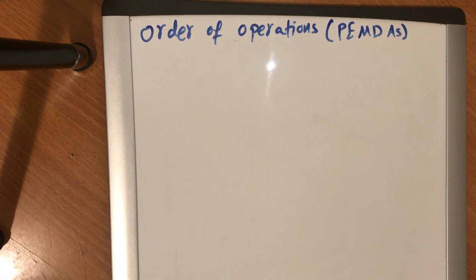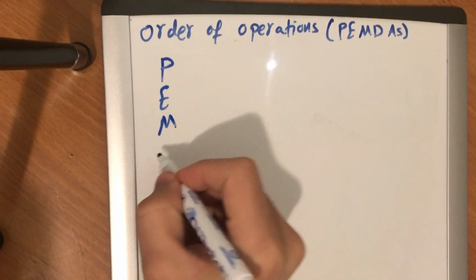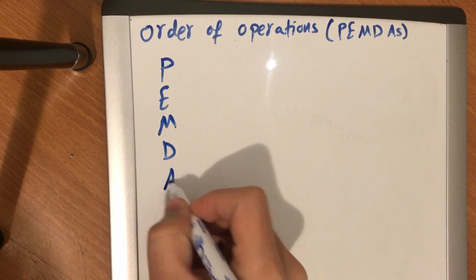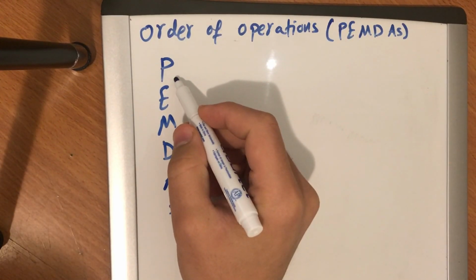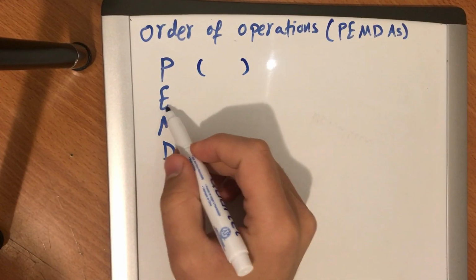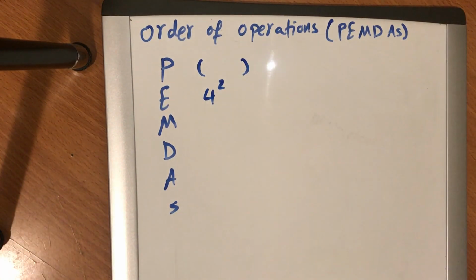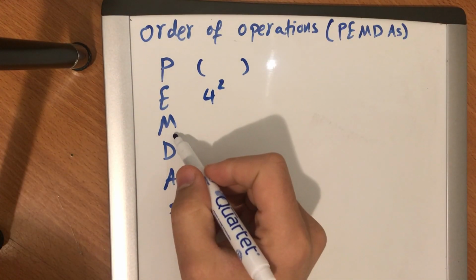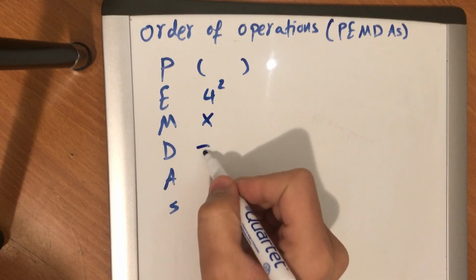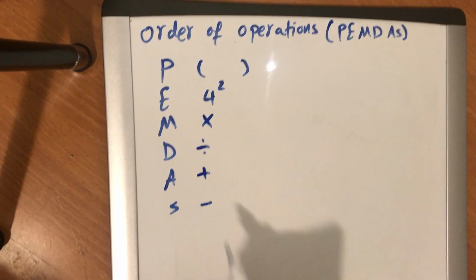What does PEMDAS mean? Well, P E M D A S. P stands for parentheses. So if I have parentheses that look like that, and then E for exponents, for example 4 to the power of 2 or 4 squared. M is multiplication, D is division, A is addition, and S is subtraction.